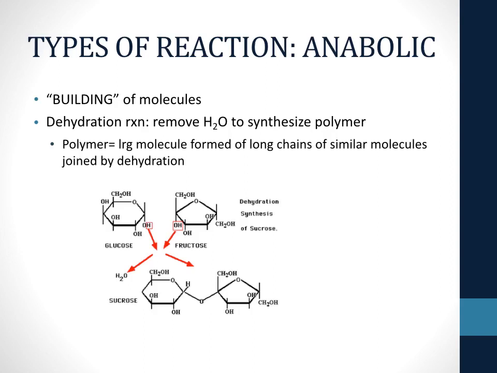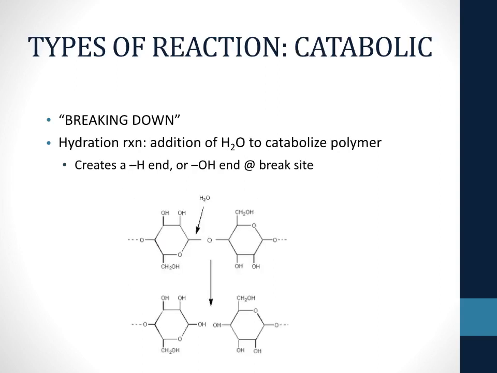This oxygen doesn't like being single bonded to anything because it has two electrons it wants to pair up with. So what it does is it latches on to that carbon there. And we now have sucrose. The opposite of this is the catabolic reaction. So anabolic is going to build up. Catabolic is going to break apart.